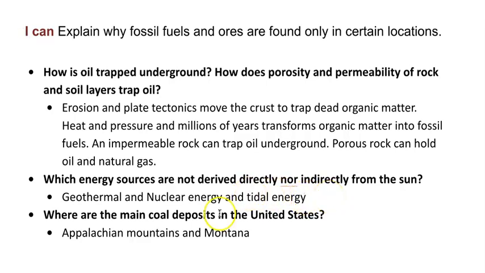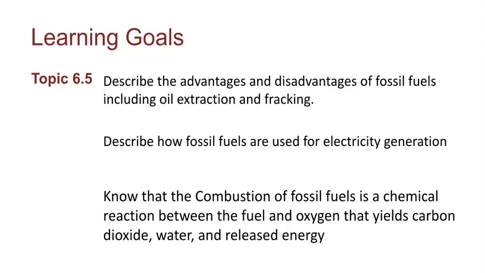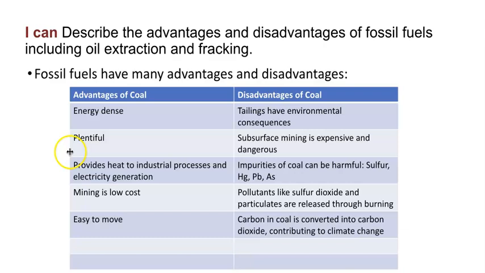I added the title. The main coal deposits in the U.S. are the Appalachian Mountains in the eastern United States and Montana. All right, going on to topic 6.5. You need to pause the video and write down the advantages of coal and the disadvantages of coal. Now, on your study guide, you can either list them all, or you can just summarize.